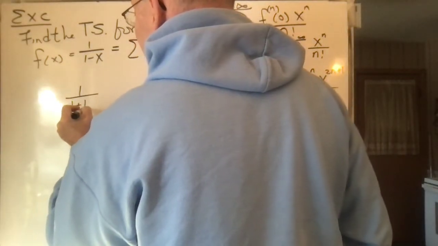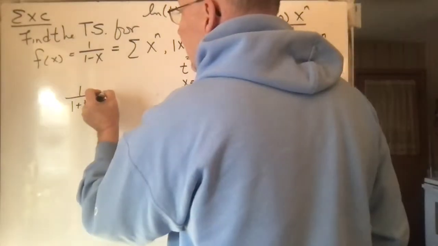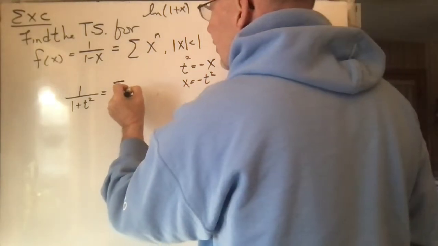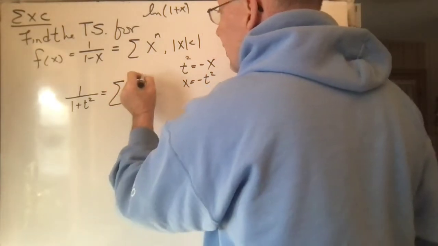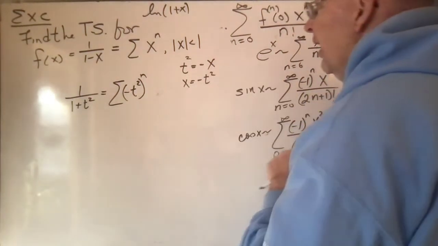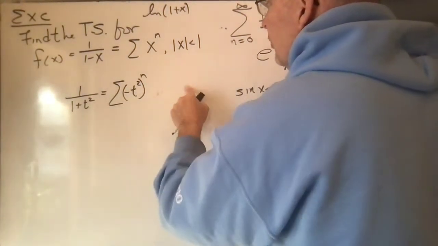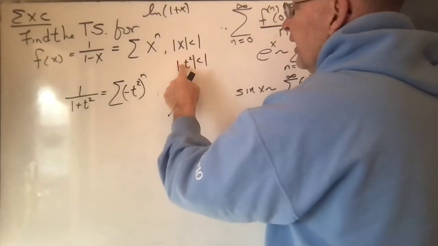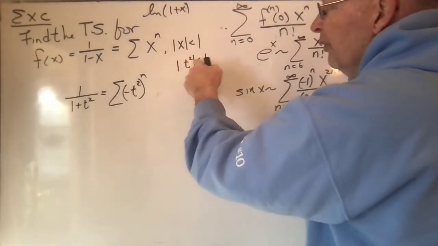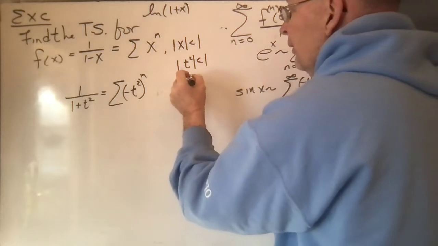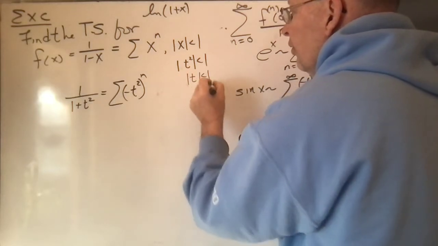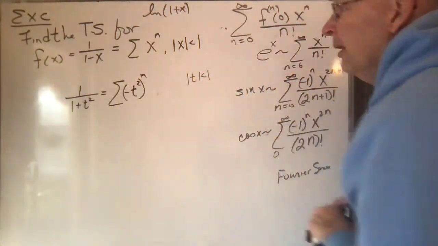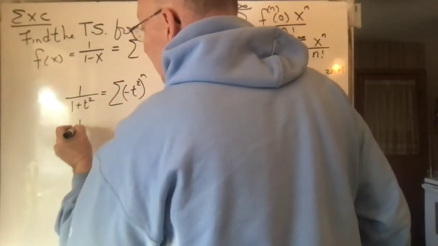So it's going to be 1 over 1 plus t squared, equal to the sum of negative t squared to the n power. And that's when x, which is negative t squared, is less than 1 in size. But you can bring this negative out and it doesn't affect anything. And the absolute value of t is less than 1 exactly when the absolute value of t squared is less than 1. So this has the same radius of convergence as the original.